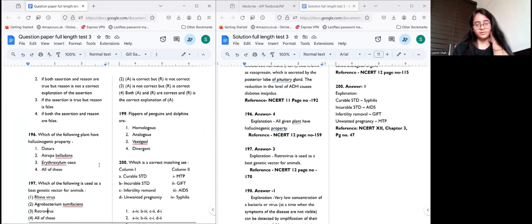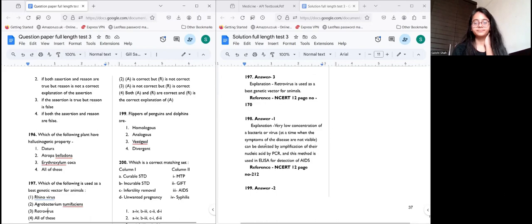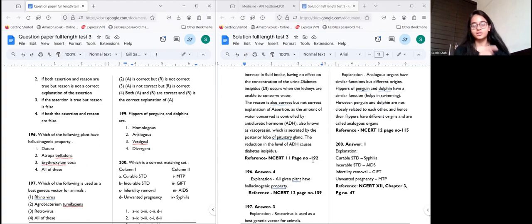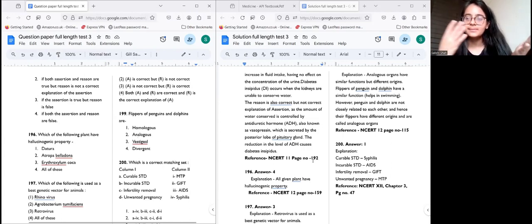For 199, flippers of penguins and dolphins are, we easily remember this, analogous. What is meant by analogous? Analogous occurs in convergent evolution. Remember, I had mentioned A, C: analogous, convergent evolution. Analogous organs are those which have similar functions but different origins. So flippers of penguins and dolphins both have similar functions, they help in swimming, right? But they're not related to each other because they have different origins. So they're analogous. They're developed by convergent evolution. A, C. HD is for homologous, divergent evolution.